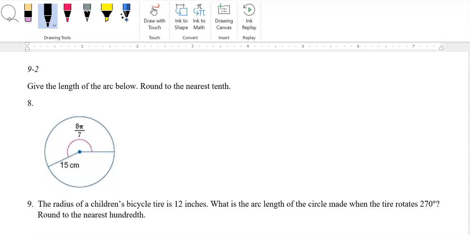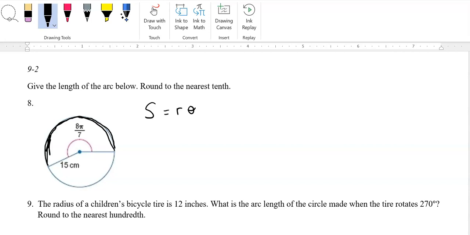Okay, number 8. One of the things that I'm going to ask you to do on this test is to find the length of an arc. And I'll just kind of draw out where that arc is. So we want to know how long that arc is on the circle. And the formula, S stands for arc length, is the radius of the circle times the measurement of this central angle, theta.